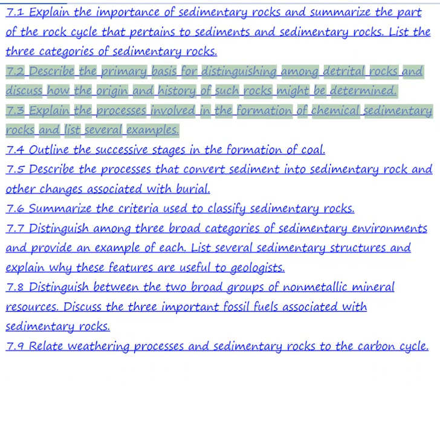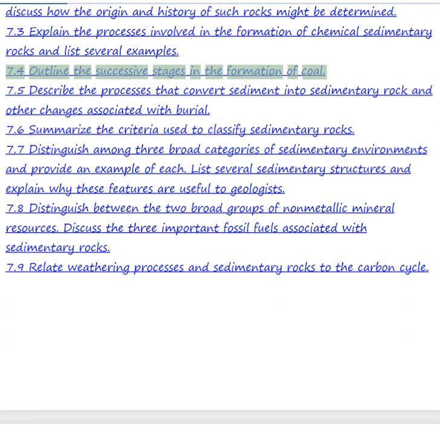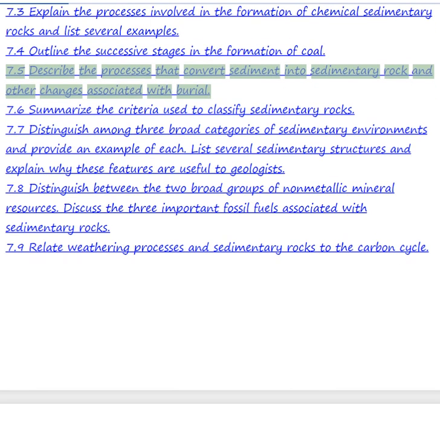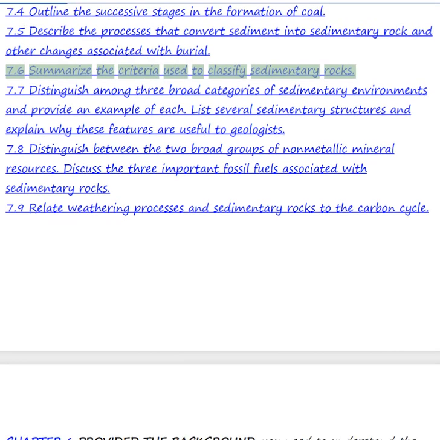7.2 Describe the primary basis for distinguishing among detrital rocks and discuss how the origin and history of such rocks might be determined. 7.3 Explain the processes involved in the formation of chemical sedimentary rocks and list several examples. 7.4 Outline the successive stages in the formation of coal. 7.5 Describe the processes that convert sediment into sedimentary rock and other changes associated with burial. 7.6 Summarize the criteria used to classify sedimentary rocks.